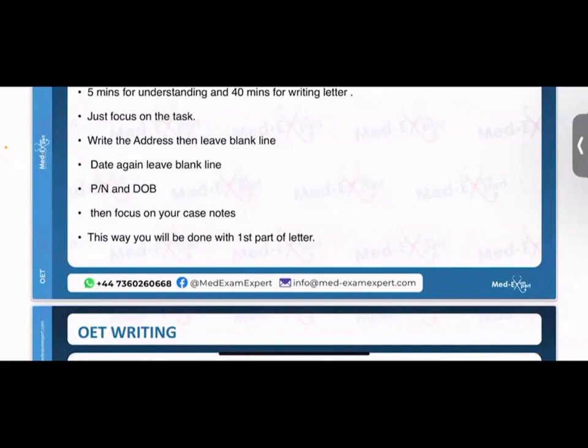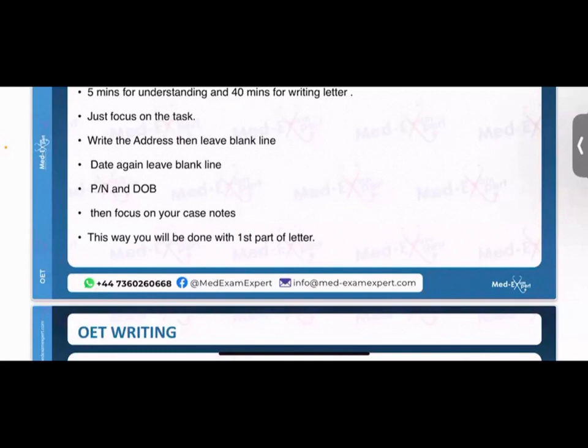And then as usual, you have to write some of the patient details, like the patient name and the date of birth. Nothing else is required, because I used to see a number of letters in which students write the occupation and patient address as well. Let me tell you, these are not required. You only need to write the patient name and the date of birth. And then you have to focus on your case notes. In this way, you are done with the first part of your letter.